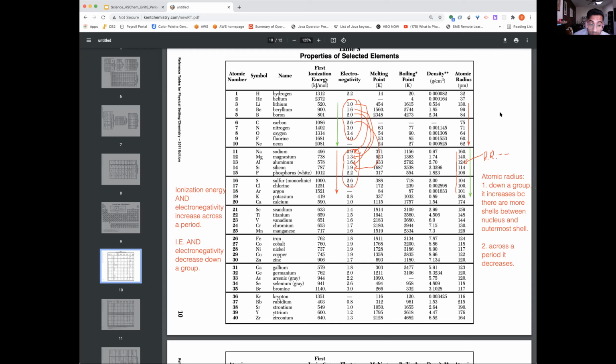And so bottom line, overall, ionization and electronegativity share the same trends. They increase across a period, they decrease down a group. On the other hand, atomic radius, down a group, it will increase, but across a period, it will decrease.